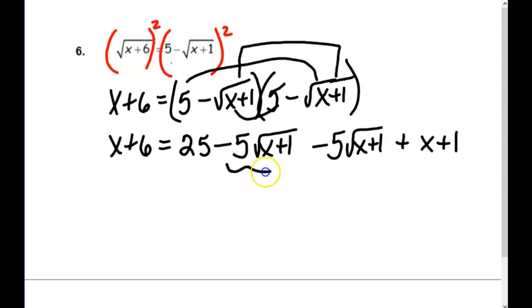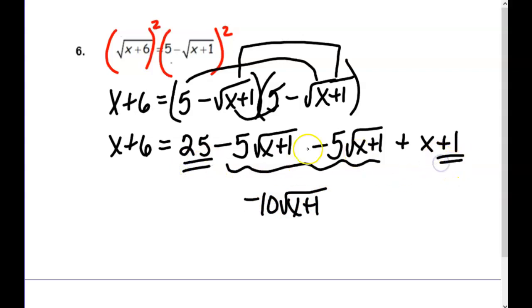We want to combine these. So we get minus 10 square roots of x plus 1. Maybe I won't skip so many steps this time. This 25 plus 1 over here would be a 26 somewhere. And then there was a plus x. Doesn't matter what order we write that in. Okay, I just combined things on that side. So I had 3 different kinds of terms. Okay, then what? Can you finish it up from here?